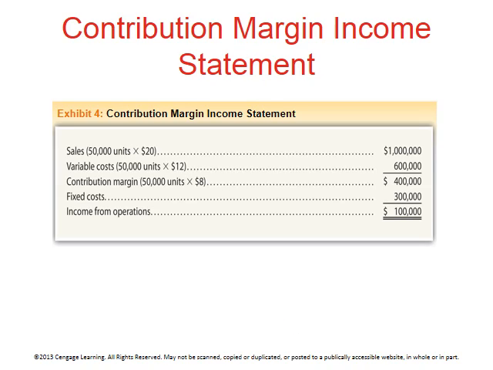So here we're going to look at a contribution margin income statement. This is just a different format to build an income statement. We have our sales: we sold 50,000 units at $20 apiece. Our variable cost of those 50,000 units is $12 a unit. So we find our contribution margin, or sales minus variable cost, to be $400,000. That means we have $400,000 to cover our fixed costs of $300,000. Therefore, we have $100,000 left as income from operations.